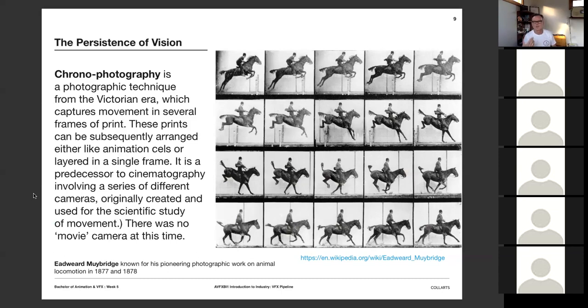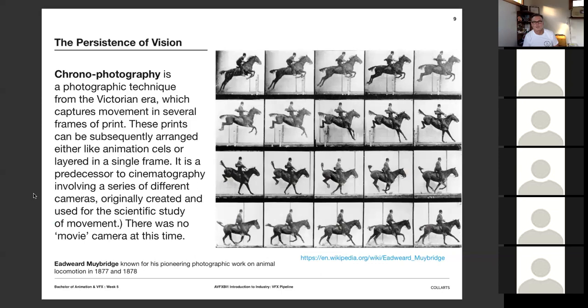It was only when the work of people like Muybridge were able to take these sequential photographs that we could actually see what was going on. And the interesting thing about these studies is they didn't even have a movie camera. I mean, photography had only been around for something like 30, 40, 50 years maybe. And so just being able to take an image was quite an achievement, but to take sequential images.